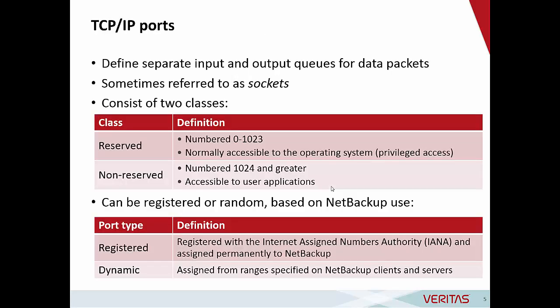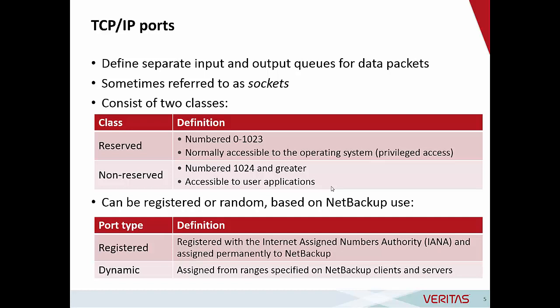To distinguish between application input and output flows of data on a TCP network, the operating system is going to have separate input and output queues of data packets, and these queues are known within TCP terminology as ports. There are two types of ports that are available on a server: reserved, which is 1023 and lower, and non-reserved, which is 1024 and higher. And NetBackup makes use of both types of ports in its communication.